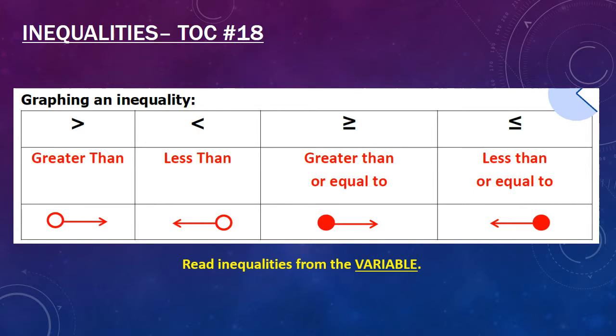Just to reiterate this, I said it, but just to repeat it, we read inequalities from the variable. So like I said, they're going to switch the direction on you where they'll put the variable on the right instead of the left, and we'll show you some tricks in class to help you remember that.